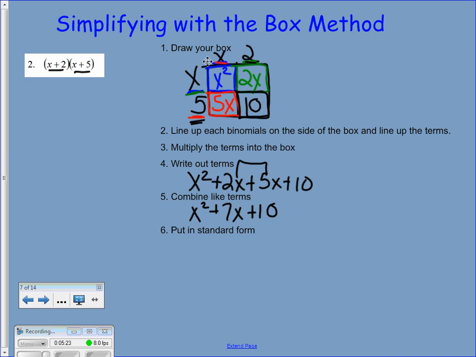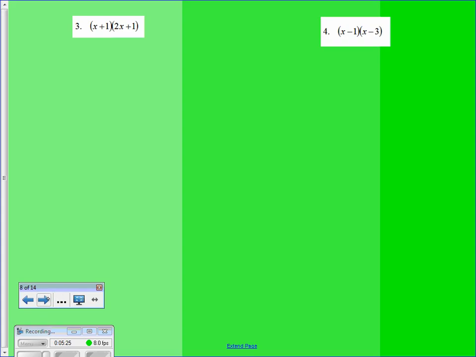Okay, so let's take a look at 3 or 4. For number 3, I want you to go ahead and try using that FOIL method. So for number 3, remember that's first, outside, inside, last. So go ahead and try that FOIL method right now and pause the video. Once you're done, I want you to try number 4 using the box method.